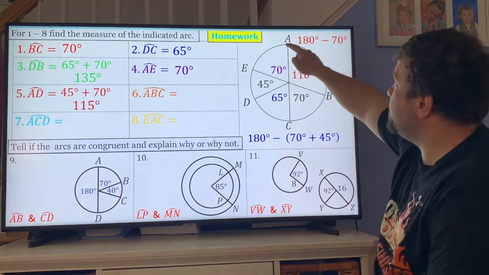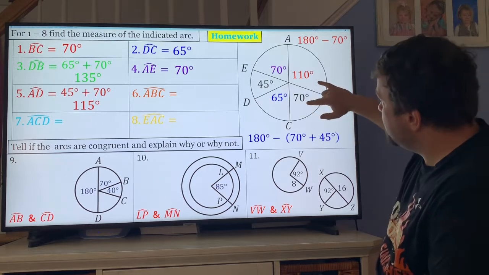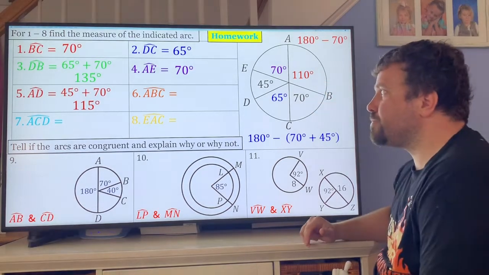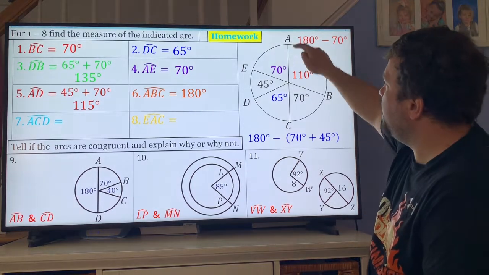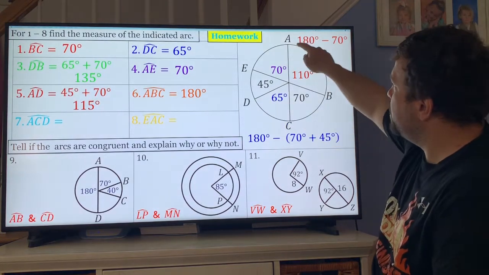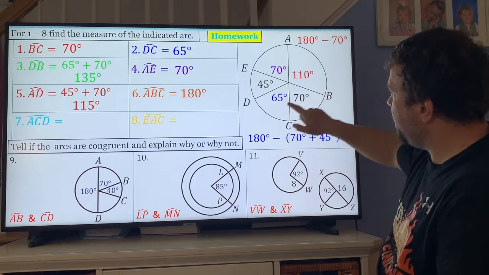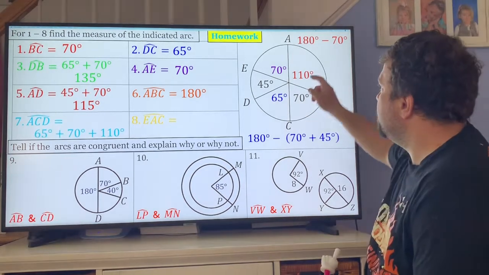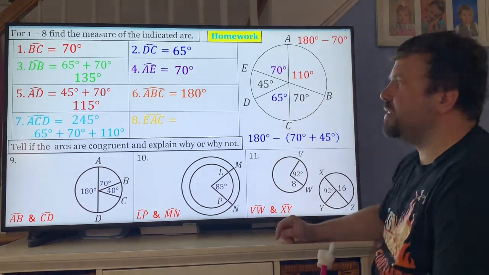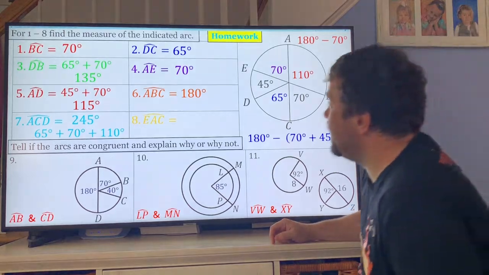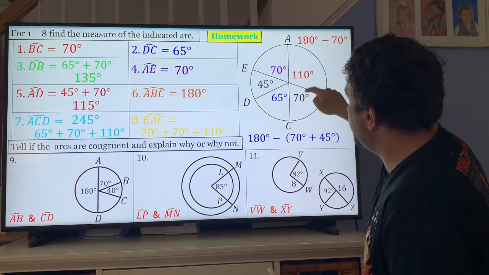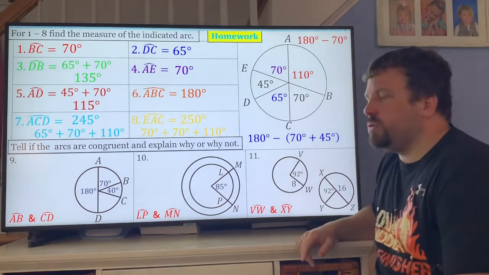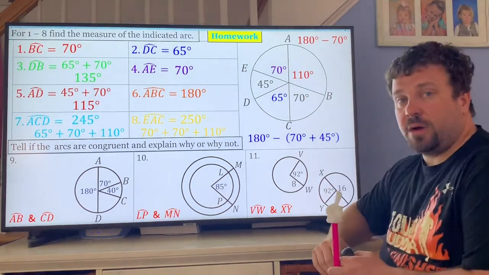ABC. Semicircle. ACD. So it includes the 180 and a 65. 110, 70, 65. And that should give you 245. And last one, EAC. E to A to C. So you got 70, 110, 70, which gives you 250. So hopefully you got all the arc measurements correct.